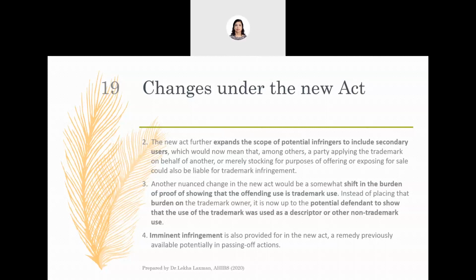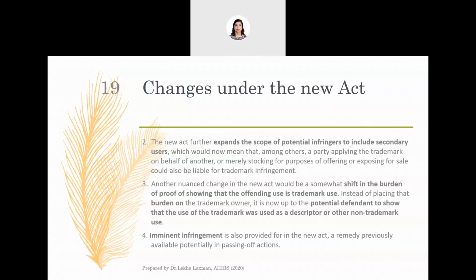Now, if you look at the burden of proof, you can see that the new act shifts the burden from the plaintiff to the defendant, in showing that they are not using it in the same product or services. The defendant just has to show that he was using that trademark just as a descriptor, or something that has nothing to do with that particular business.